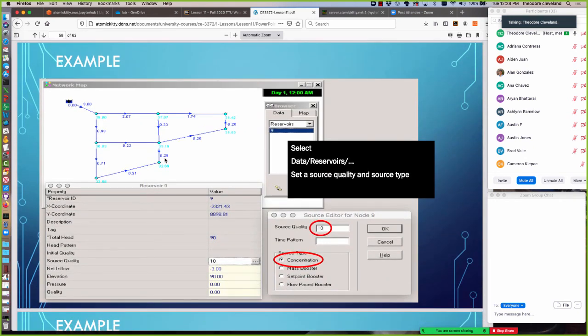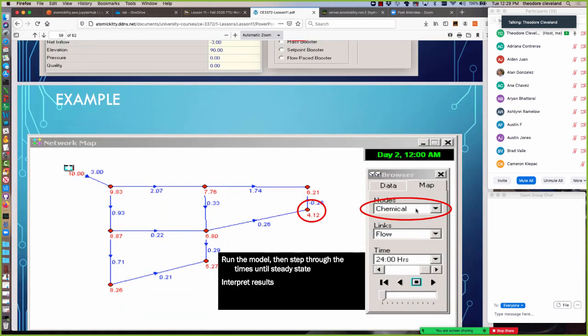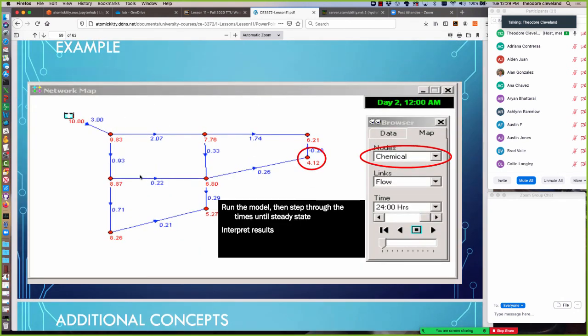And then we'll go to our reservoir and we'll set its source quality at 10 units of concentration. There's a few other tricks that can be employed on the constituent tracing. In this case, we're just setting it at the source editor. And then we're telling it that we want to get the chemical response at the node and run the simulation. So what it's telling us, we have 10 units at the source, and we get over to this corner, we have 4.12 units left, and this is after 24 hours of simulation.